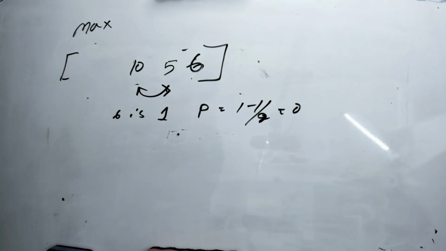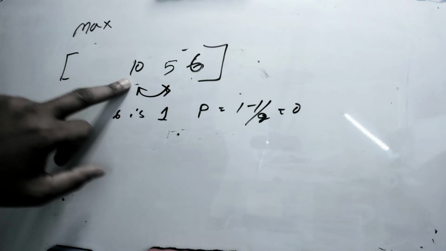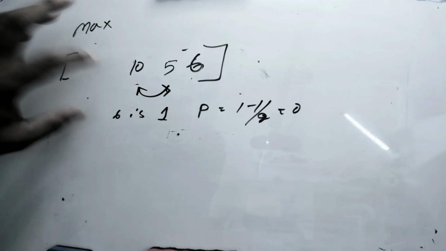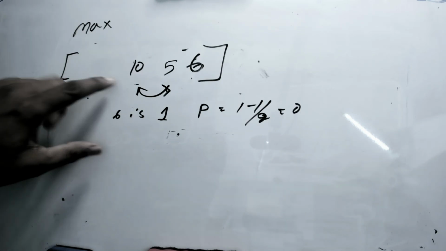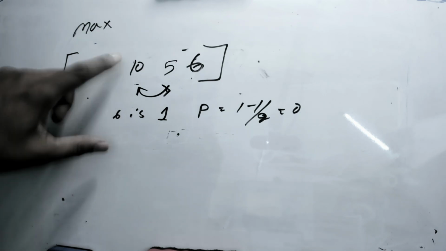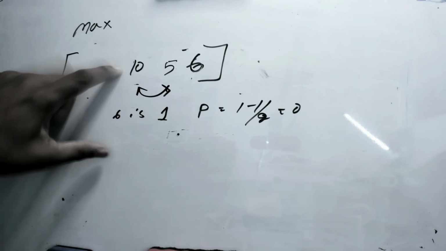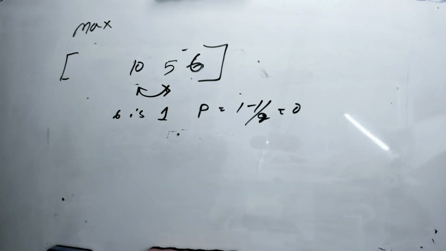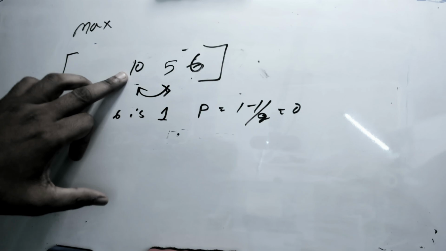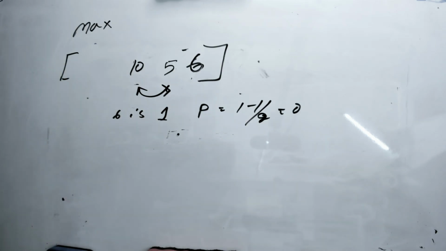So you see that with this logic, the topmost item of our array will always be the max. Just like in the min heap, the topmost item used to be the minimum of all the items. In this particular case, in the max heap case, I would say that the top item will always be the max item of that particular array.